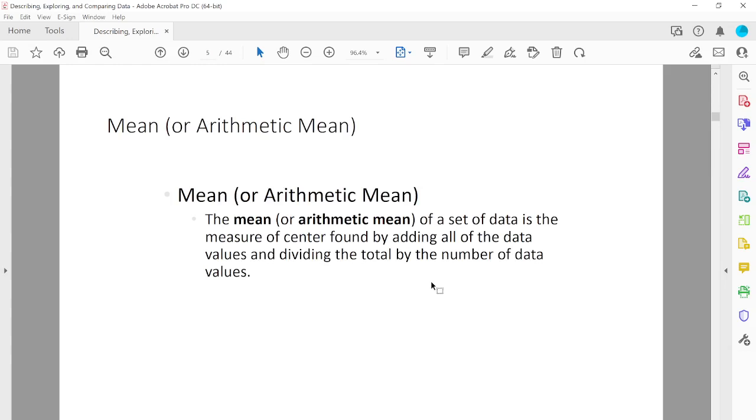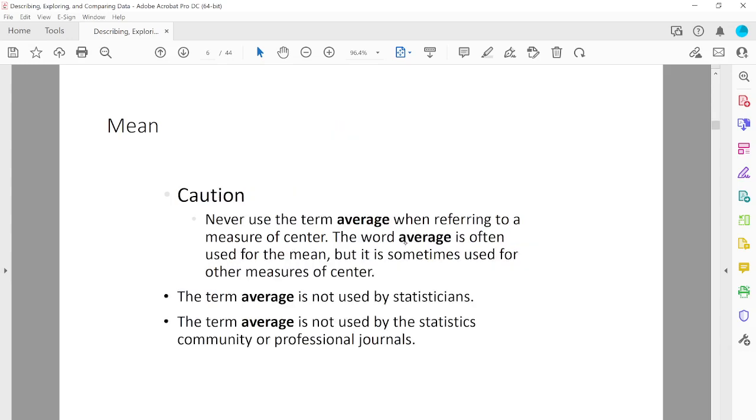The mean, which is actually the arithmetic mean of a set of data, is the measure of center found by adding all of the data values and dividing the total by the number of data values. So this is how we find the mean. If you are given data, add all of them and divide that sum by the total number of data.